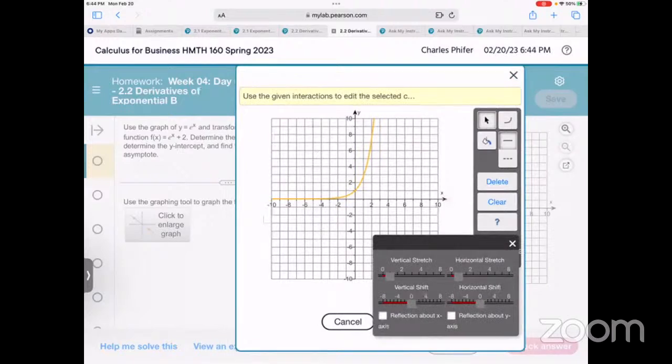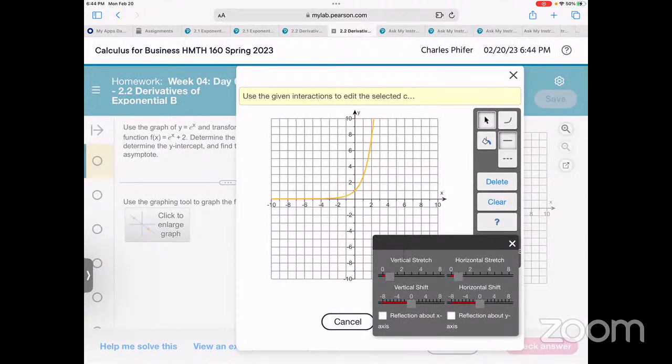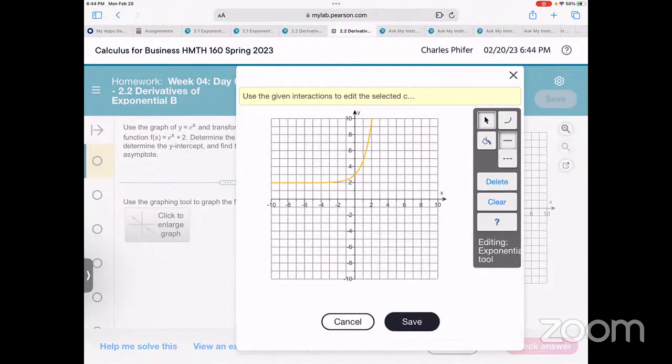Notice that we added a 2 outside of our base function, right? So that 2 is on the outside. So that's going to cause a vertical change. It should move it up by 2. No, not vertical stretch. Sorry. We want to go up by 2. There it is. Okay. So that's the only manipulation. I'm going to hit save, and I'm going to check.